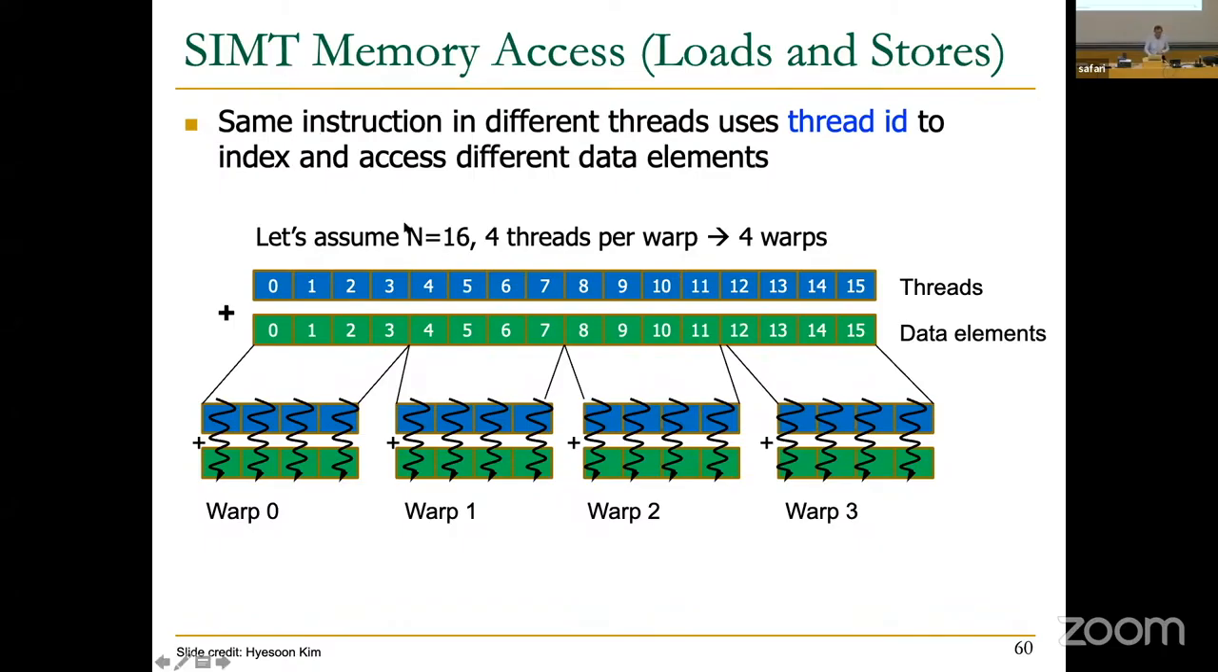So if you assume a thread count of, let's say, 16, and you have 4 threads per warp, what you're really operating on is these 16 threads over here, and each of them is essentially operating on 16 data elements. And each warp essentially looks like this. The first 4 threads are loading the data elements at locations 0, 1, 2, 3. The next 4 threads are loading the data elements at locations 4, 5, 6, 7. And then you can keep doing this basically.